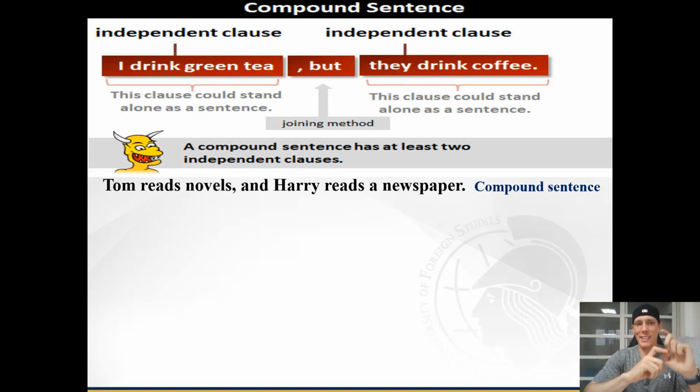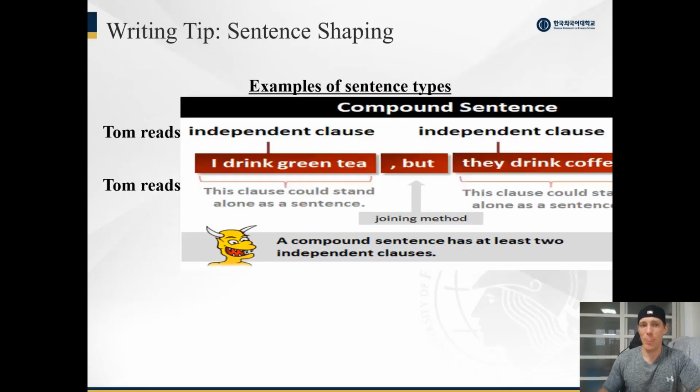Here is: I drink tea. This is a clause, its own sentence. And then at the end you can see it says they drink coffee. That could be its own sentence too. But when we join them together, like with a comma, with but, or and, this makes it a compound sentence, where we have two separate sentences and we put them together. They could be understandable by themselves. So that's an example of a compound sentence.